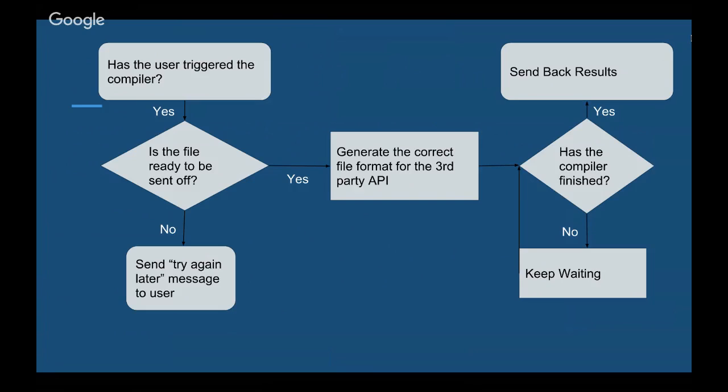And then there's this one moment where we have the loop, where whether the API is finished or not, we need to wait for it to finish. So that's the keep waiting loop we have down there, with the process where we just wait for it to finish. It's a third party, so it could take time. But once it finishes, we can send the results back.